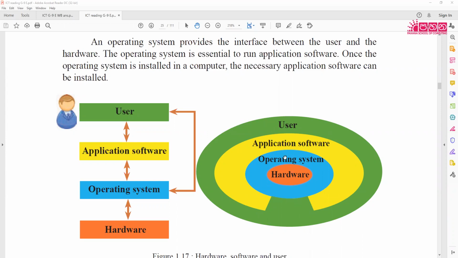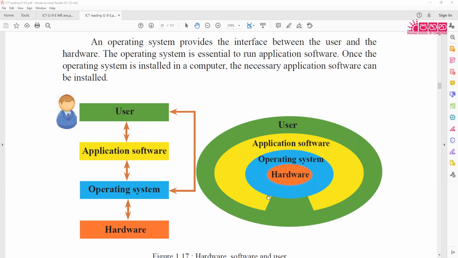So when you want to interact with the hardware, you need this operating system. That means the main software system. You have a Windows computer, you have Linux, you have Macs. Those are known as operating systems, the main software. That main piece of software we use to communicate with hardware.